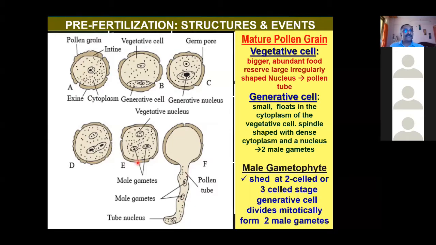Cytoplasm in the pollen tube and the pollen grain. Okay, I will tell you. That means in the male gametophyte, or in the pollen tube, the tube nucleus will be there, cytoplasm will be there, and two male gametes will be there.